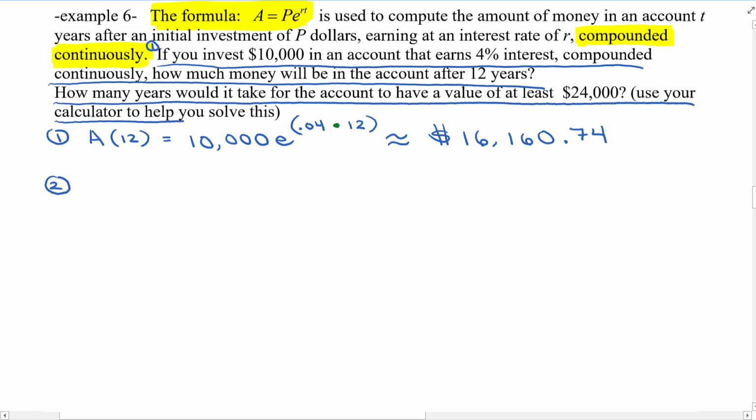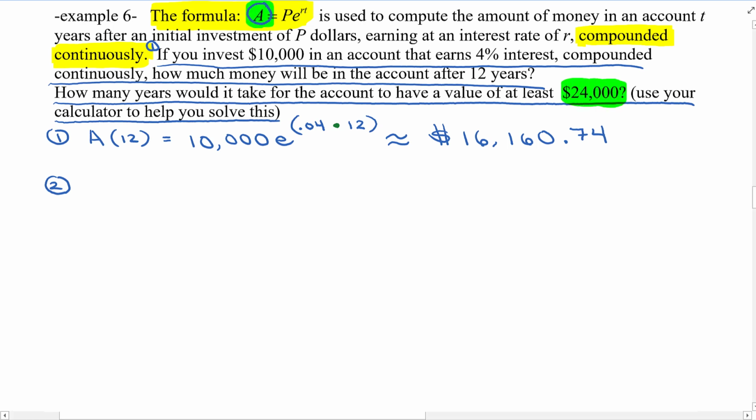So part 2, the second question here says, how many years would it take for the account to have a value of at least $24,000? And use your calculator to help you solve this. I just underlined that sentence. That's the second question we're being asked. So I'm going to label this work here as our part 2 question.